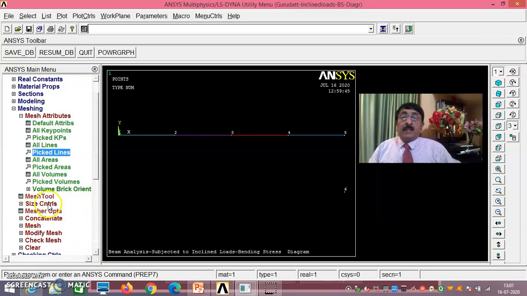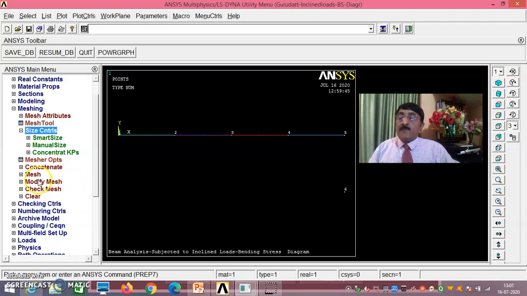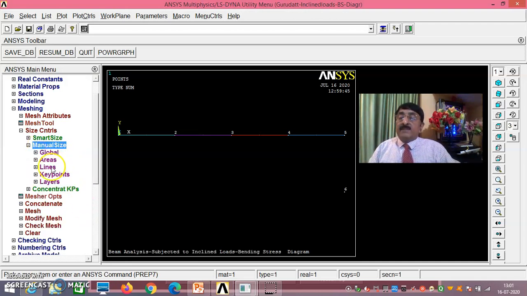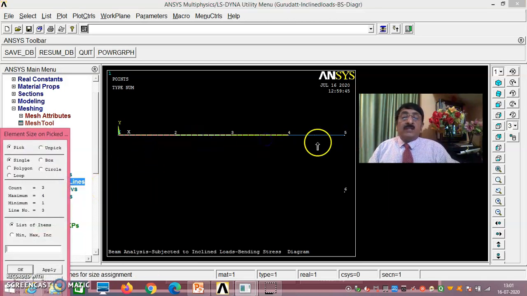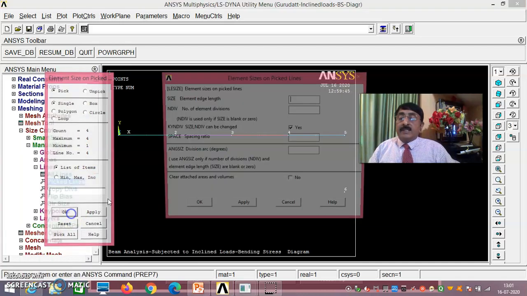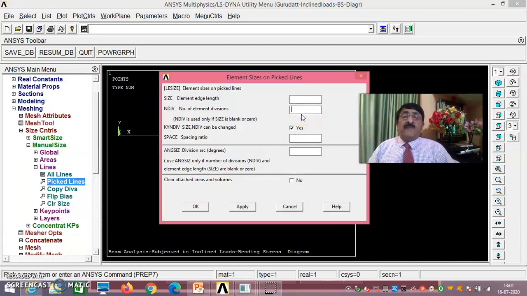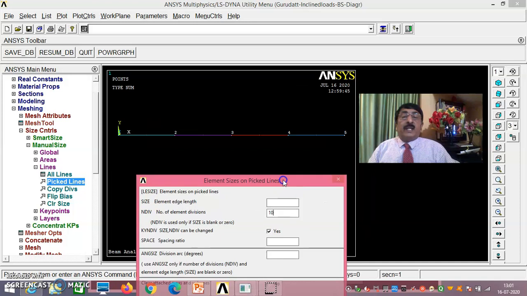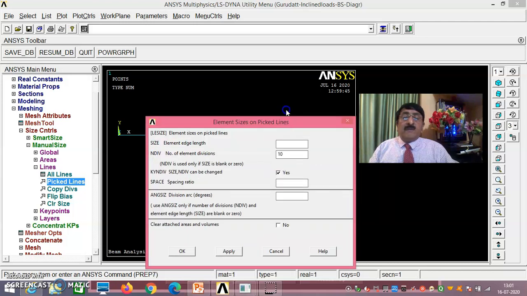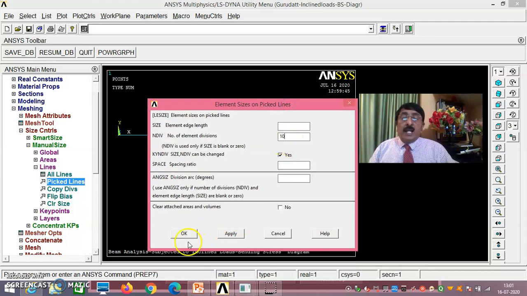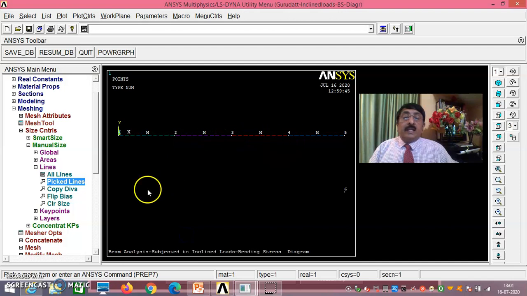Then size controls, manual size, lines, picked lines, you click on all these 4 lines and say okay. In the last problem I made 50 each, it was 200 elements. Now, just to make things simple, I'll make 10. 10 means totally 40 elements would have been created. You can make 25, then 100 elements would have been created. In the last problem, same problem, 50-50-50-50, 200 elements were made. Just to simplify this, I'll say 10 elements here. I'll say okay, and as you see, 10, 10, 10, 10 have been created.